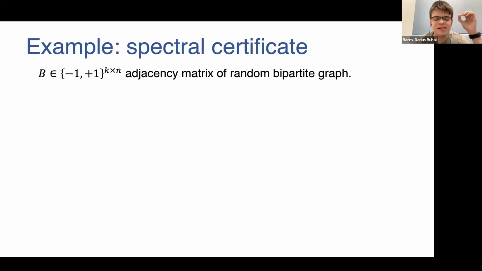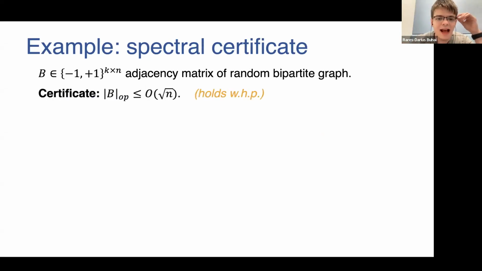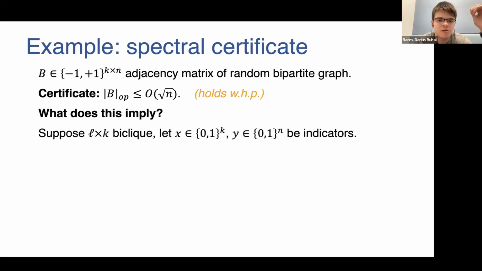So consider the adjacency matrix of this random bipartite graph. So you have a k by n bipartite graph, and you have its adjacency matrix, which is a k by n matrix. And I'm going to put +1 if there's an edge, and -1 if there's no edge. Okay, then I want to say that I use as a certificate the fact that the spectral norm of B is at most √n. So for a random bipartite graph, this holds with high probability. And I claim that this fact alone, the fact that the spectral norm of B is small, is enough to say something about bicliques without using anything else about the randomness in the graph. So let's see what it implies. How do you use this spectral norm? So suppose that there is actually an L by k biclique in this bipartite graph.